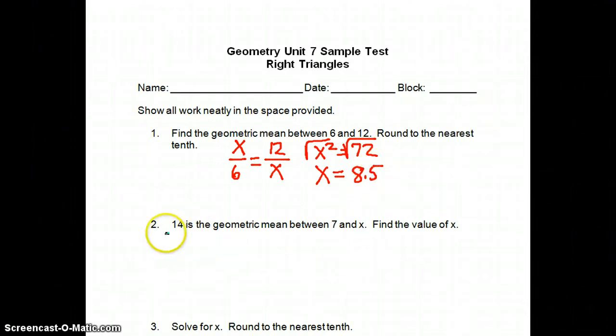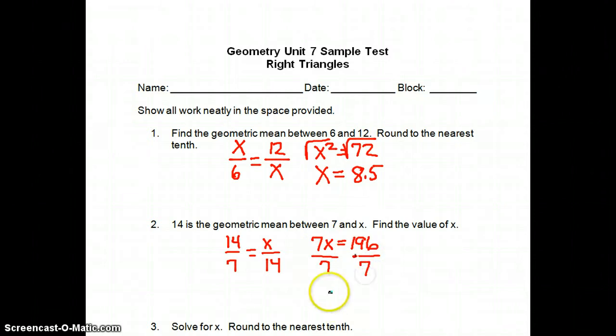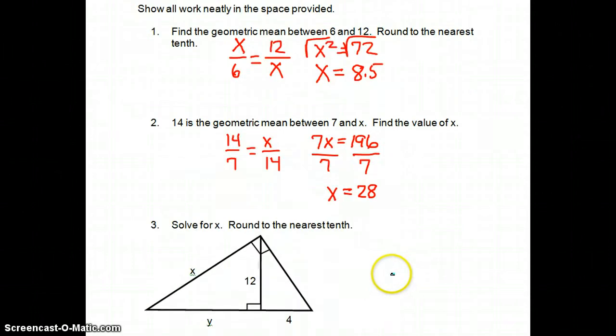That's number 1. Number 2 says 14 is the geometric mean between 7 and x. So this time 14 goes on the diagonal, and we have 7 and x. 14 squared is 196. So we've got 7x equals 196. This time I'm not taking the square root. I'm going to divide by 7, just trying to get x by itself. And x equals 28. And you can check that by putting it over the 14. 28 over 14 is the same as 14 over 7. And we're done with number 2.